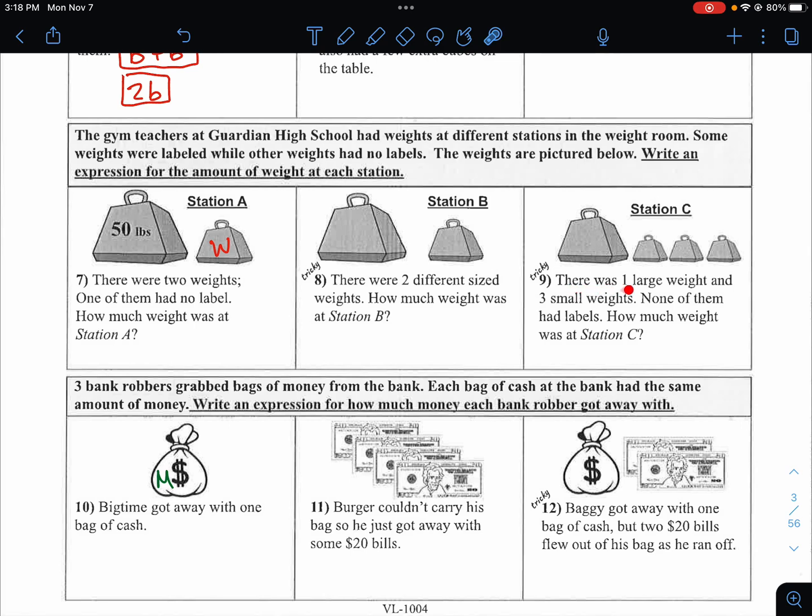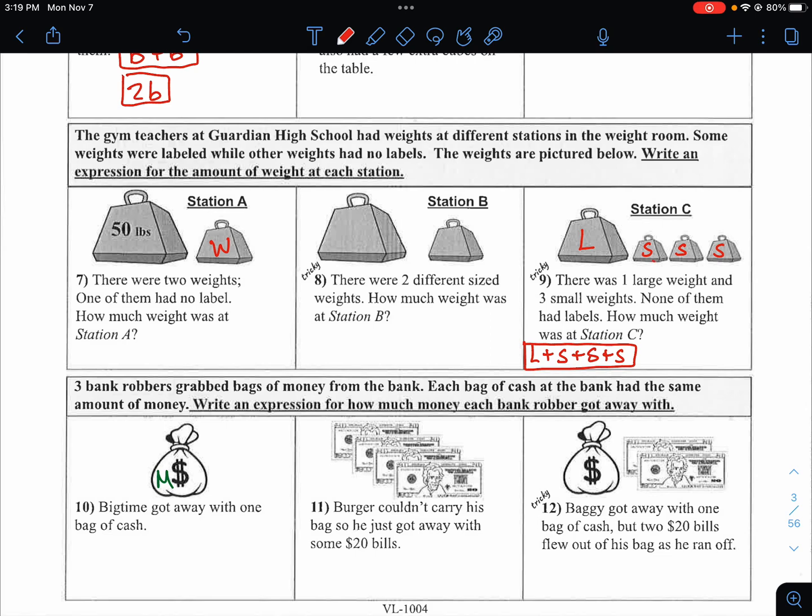Station C, there was 1 large weight and 3 small weights. None of them had labels. How much weight was at station C? Well, if we had 1 large weight and 3 small weights and none of them had labels, L, and S, and S, and S, well, how much weight? Well, it's L plus S. If I add the large weight plus the 3 small weights, S plus S plus S, that's how much weight I had. Large plus small plus small plus small.